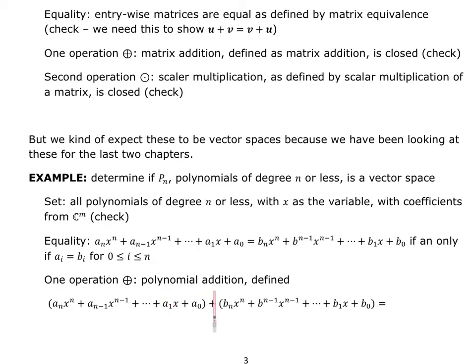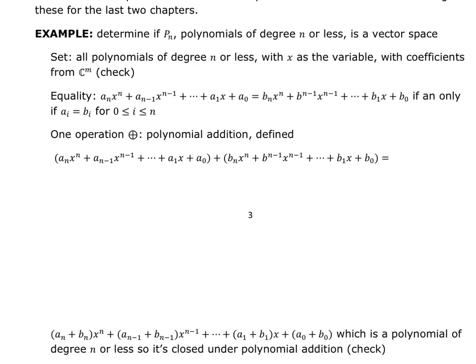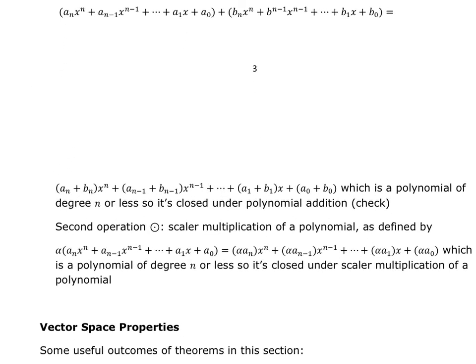We're going to call it polynomial addition. And we're going to define it as adding basically my two polynomials together, which is equivalent to adding the coefficients on like terms. So a_n plus b_n times x^n plus a_(n-1) plus b_(n-1), etc. And we know that this is going to produce a polynomial of degree n or less. So it is now closed under polynomial addition.